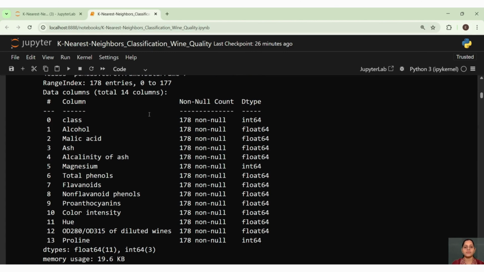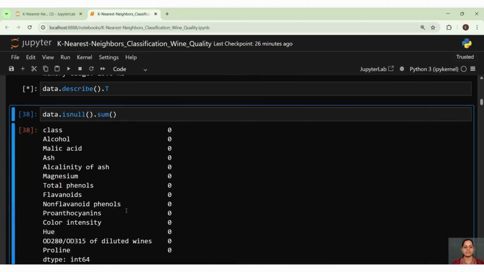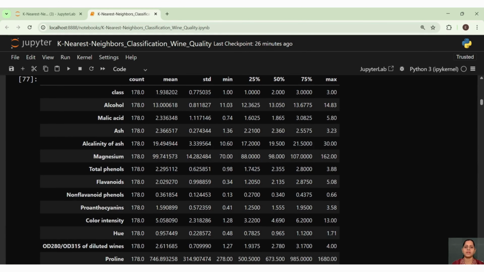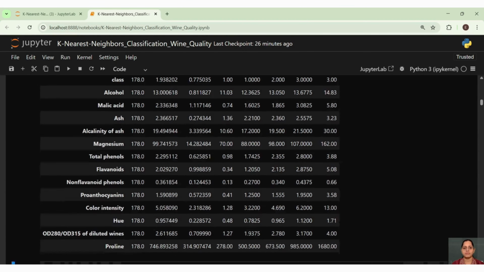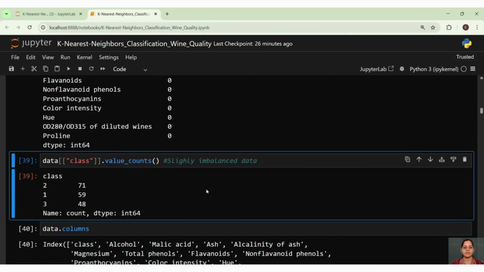So we understood that we have 178 rows present here, and this is my descriptive statistics part. Here all columns are numeric. Then we are checking whether we have any null values present or not. We don't have any null values.